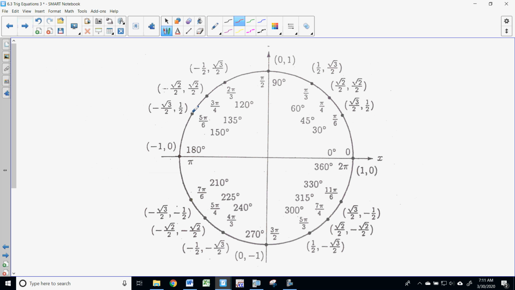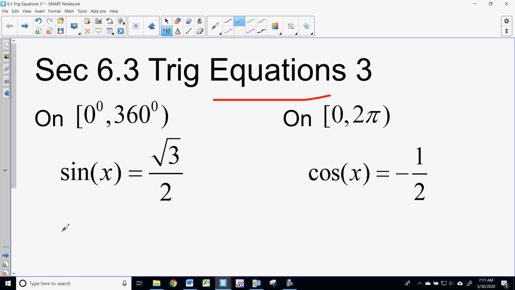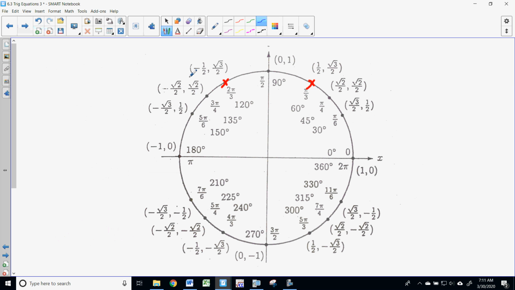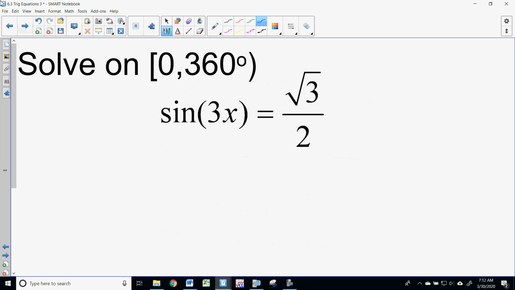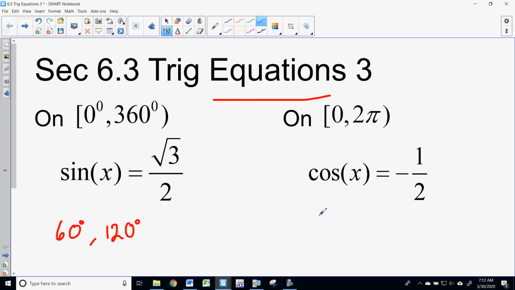So in our unit circle, we're looking at where is our y coordinate square root of 3 over 2, and we get 60 and 120. And if we wanted to do radians and we looked at cosine as negative 1/2, we would say, where is the x coordinate negative 1/2, and we get 2 pi over 3 and 4 pi over 3. So that's what we've looked at previously.